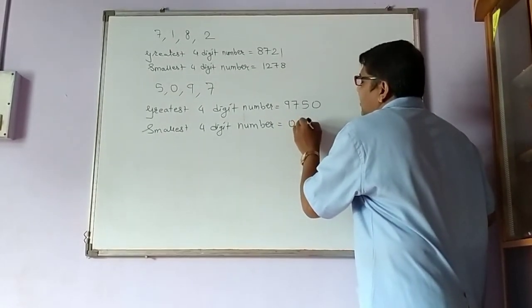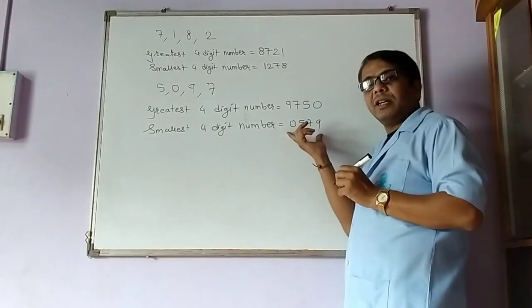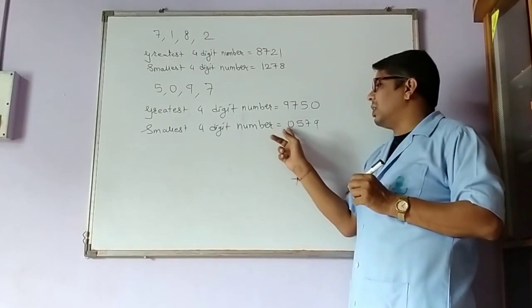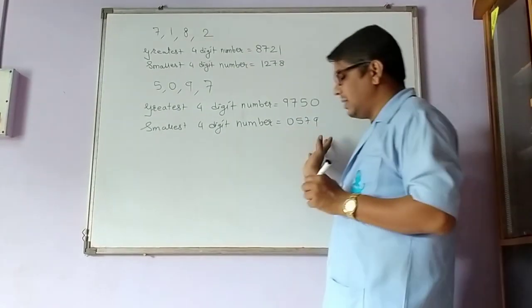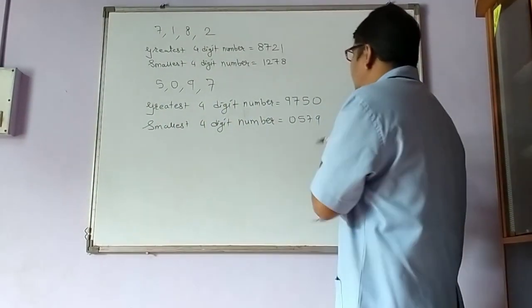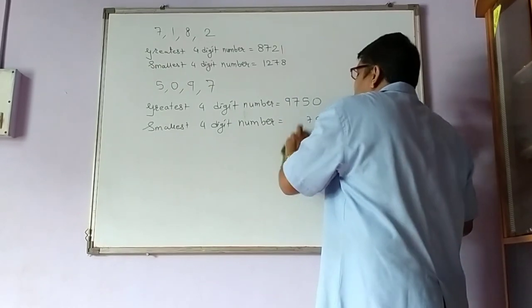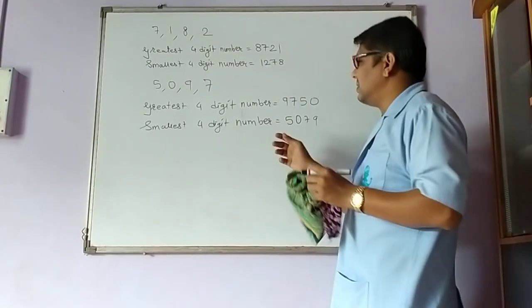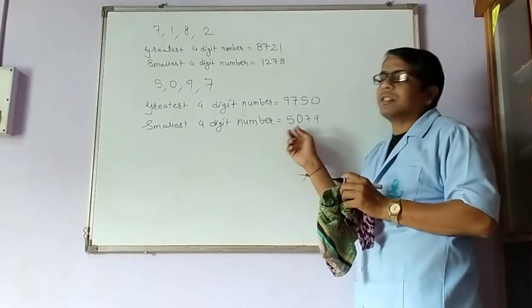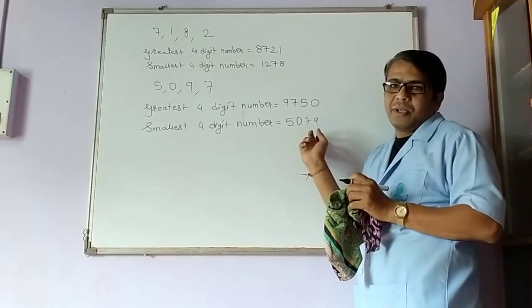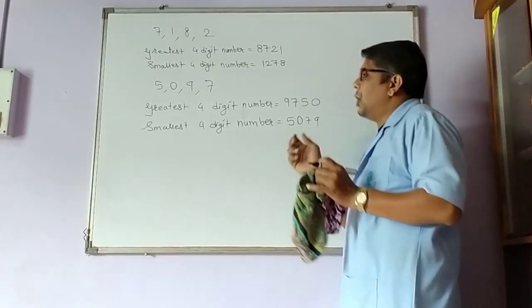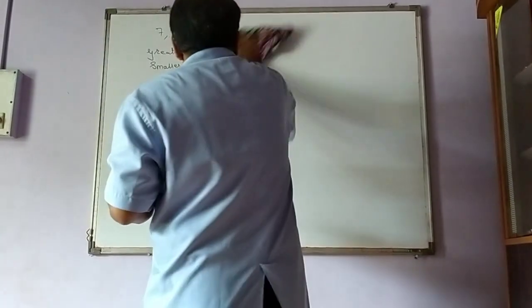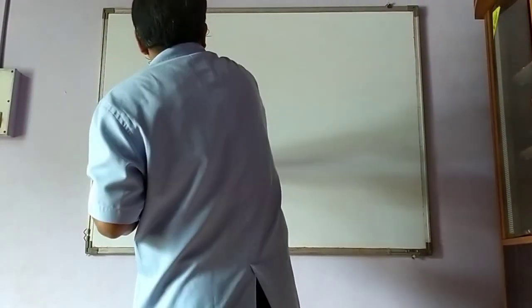0, 5, 7, 9. This is not a 4-digit number. This is a 3-digit number only, because here 0 does not have any value. Okay, and hence what we should do, we should not bring 0 in the first place, we should add it in the second place. And now this is the possible smallest 4-digit number. Do you understand, children?